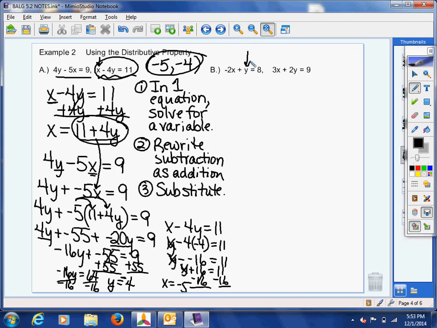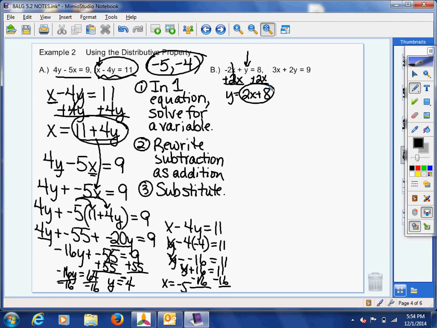All right, let me show you B, just because I need to. And you notice that y is the only variable up there that doesn't have a coefficient other than 1. That's what we want to target. We want to solve for y. So let's add 2x to each side, and we'll get y equals 2x plus 8.